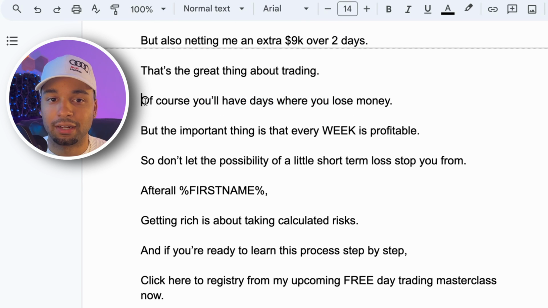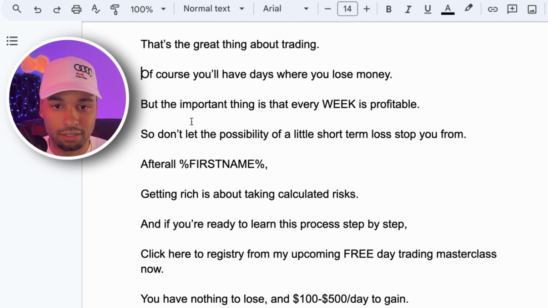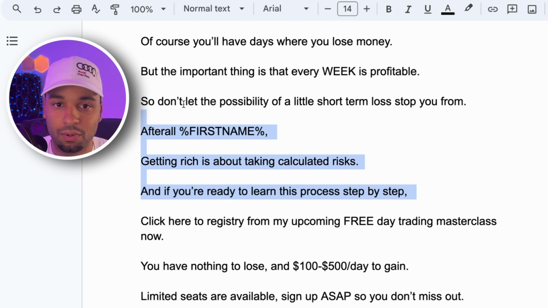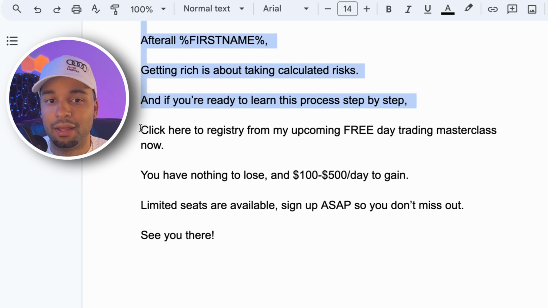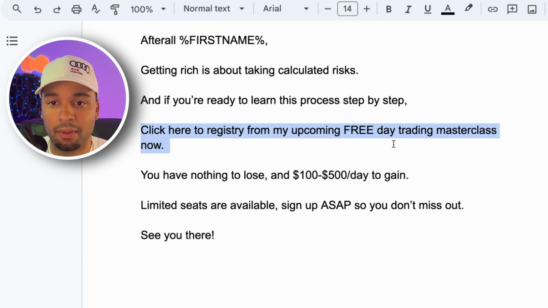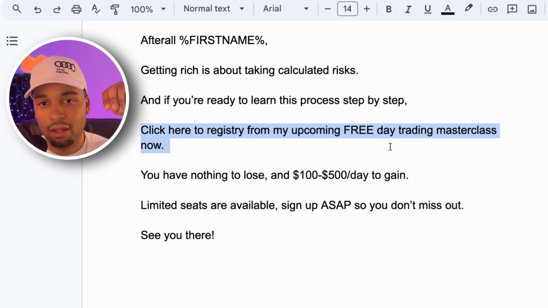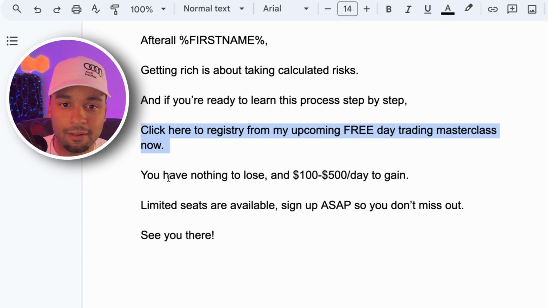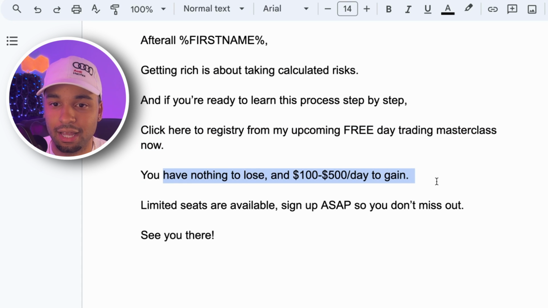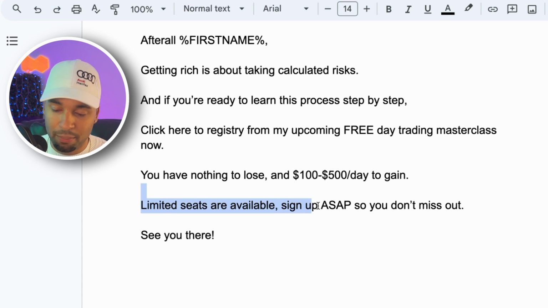Okay, so then I actually reflect it, right? This is where I do the reflect. So yes, you'll lose money, but here's why that negative is actually positive. Because overall, you'll make money. Because it's calculated risks. Okay, so that's the learning lesson as well. That's the value in here. And then of course I transitioned it to the CTA. Click here to register for my free upcoming masterclass. And then of course a little bit of scarcity and urgency. You have nothing to lose, $500 to gain, risk reversal, limited seats. Boom. So very, very simple type of email.